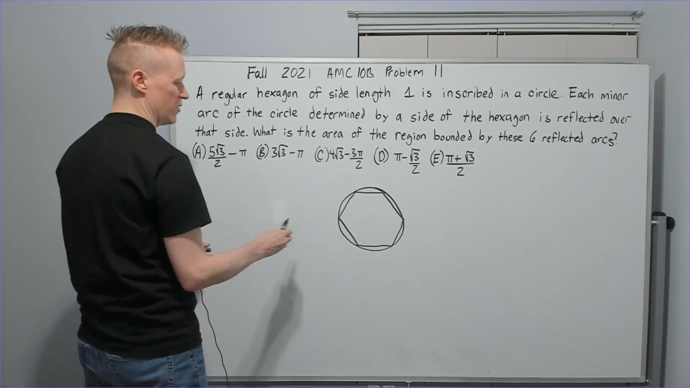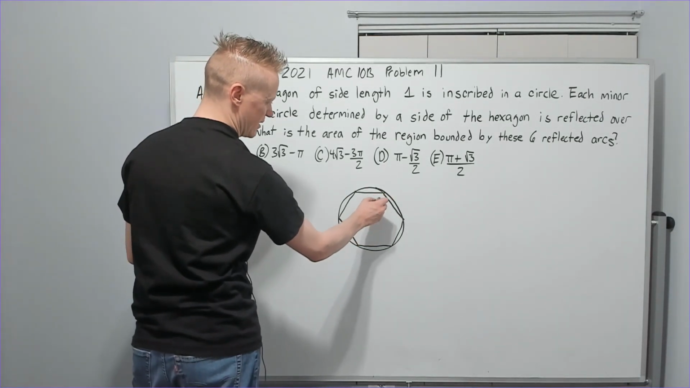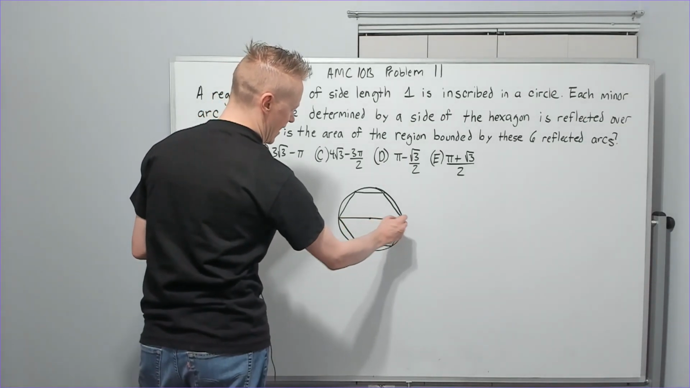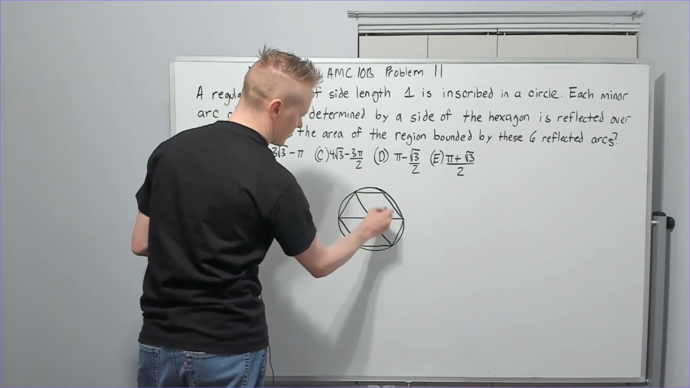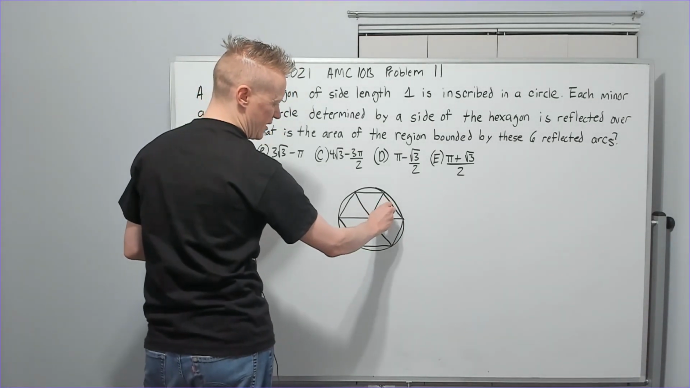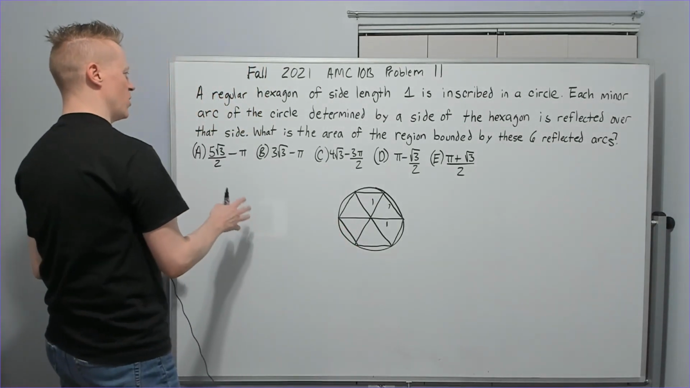that side. Well, they say its side length is 1, and the one thing you should know about hexagons is that from the center, if you draw the diagonals, it is 6 equilateral triangles. And since they're equilateral, this side here is 1 and 1 and 1, and you know the radius of the circle is 1. Keep that in mind.